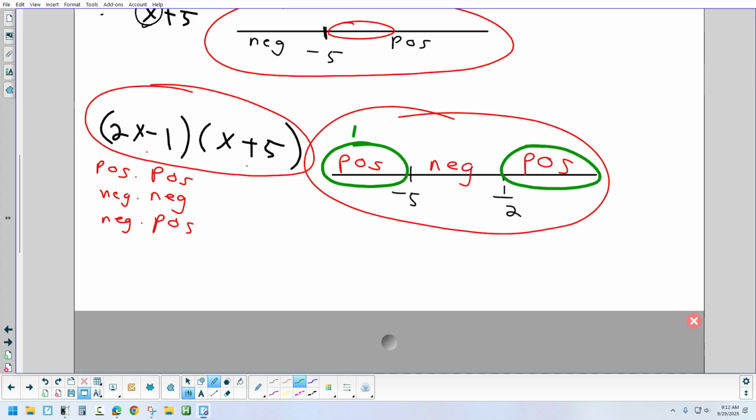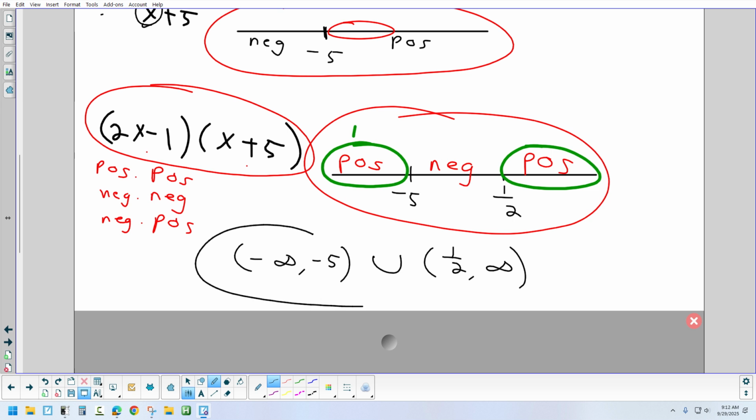Yeah, Jackson. It would be open parenthesis, negative infinity, negative 5, open parenthesis, and then or open parenthesis, 1/2, infinity, and then open parenthesis. Perfect. That's exactly how you write your answer. That describes the first green interval, and that describes the second one over there. Okay. Any question on that one?